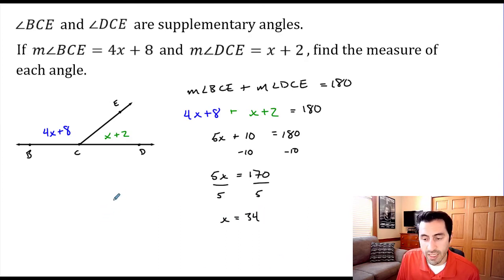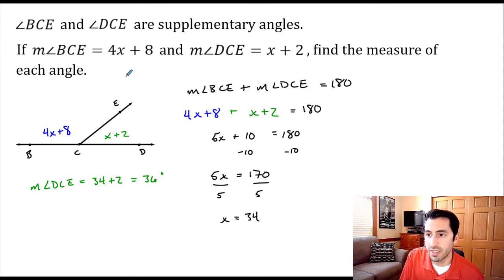And now that we know x, we can do a little back substitution to find out how big these angles are. So I'm going to work with the one on the right because that looks easier to work with. So the measure of angle DCE, instead of x, I'll substitute in the 34. So we get a total of 36 degrees.